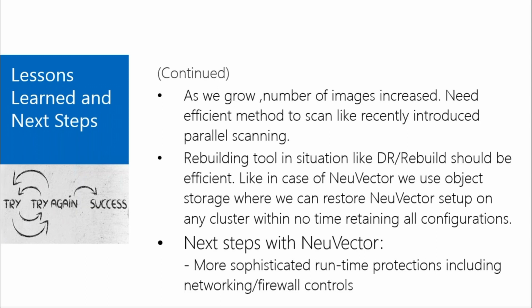For example, NeuVector has to scan each image. When it was in hundreds, we were okay, but now it has grown into thousands. So your scanning time increases, and the moment it does, you have a cascaded impact on your deployment. For example, your deployment triggers your scan. Instead of 5 minutes, it now takes, say, 18 minutes.